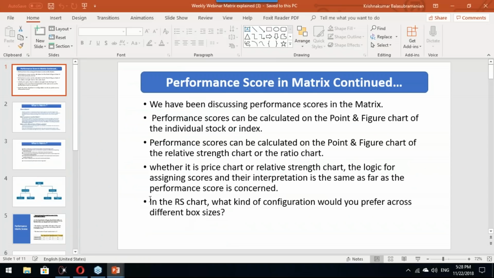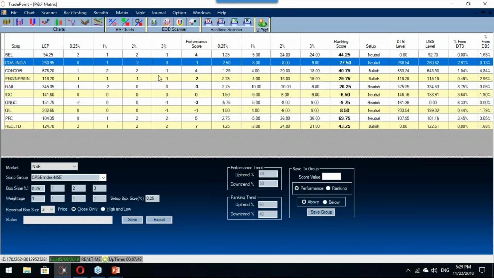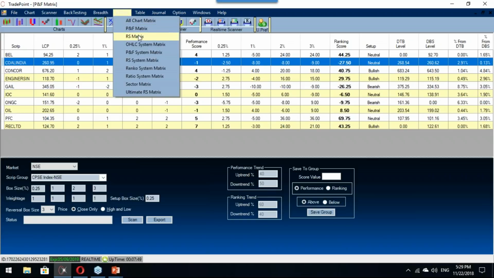how are we going to meaningfully incorporate this new set of intelligence that we have gathered, which is nothing but the scores from the RS matrix table, the performance score from the relative strength table, right? So we discussed how to use the scores in the P and F matrix table last week and the previous week, and how to shortlist candidates.